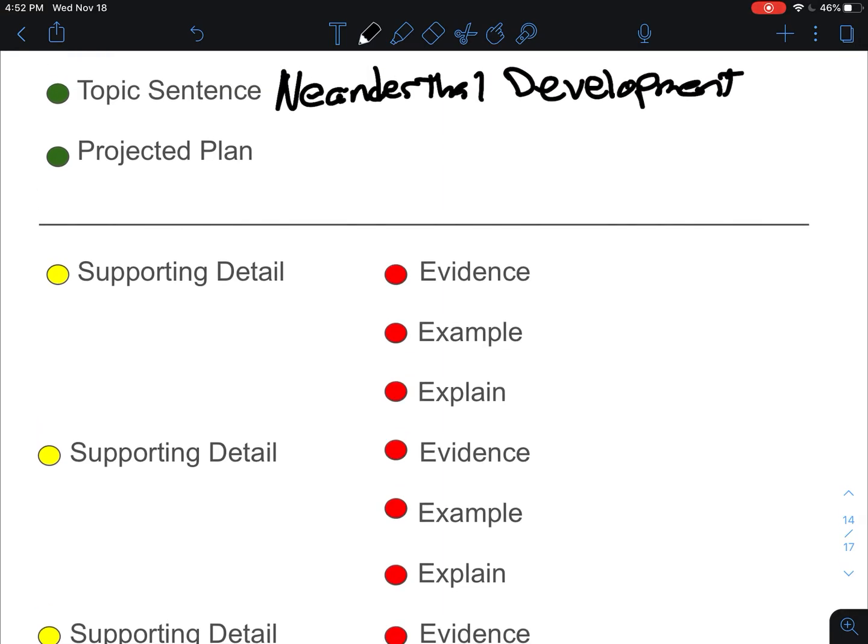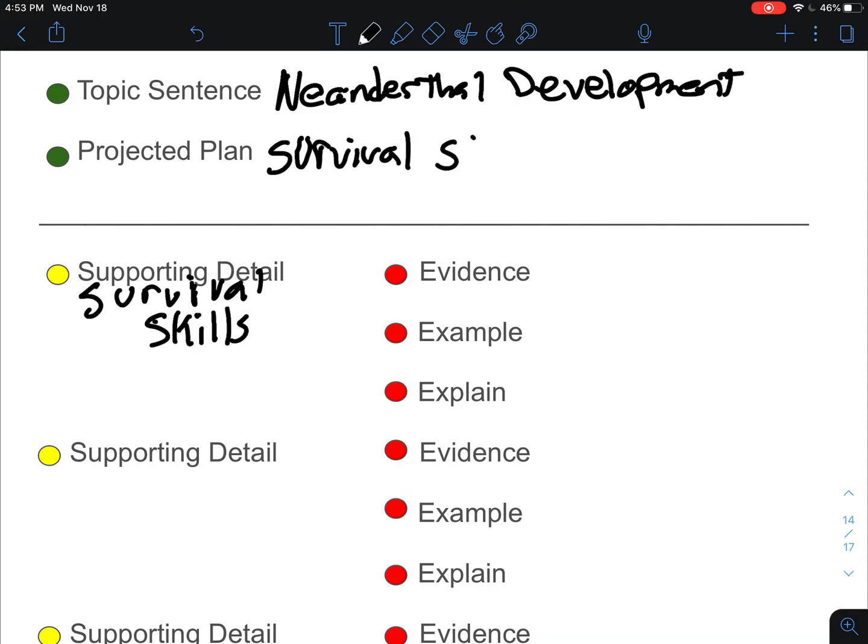So remember, if we're writing about Neanderthal development, we want to do 3 paragraphs that illustrate how they were developed. So what's one way that Neanderthals were developed? That's right, with their survival skills. All right, so your first yellow could be survival skills. Sorry about my awesome printing. Right, so that's your first yellow. So that also means you could put that in your projected plan, but you don't have to write it in sentence form. Sorry, I'm actually writing at an angle, so it makes it even more messy.